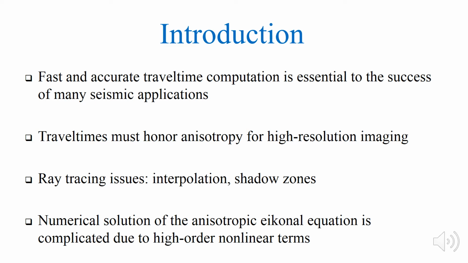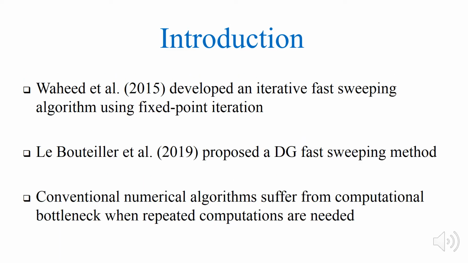However, the main challenge associated with numerical solution of the anisotropic eikonal equation is due to the high-order nonlinear terms that it contains compared to the isotropic case. During my PhD years, I was involved in the development of an iterative fast-sweeping algorithm based on fixed-point iteration to account for the effect of these problematic high-order terms. In that work, what we did was to take all the high-order terms on the right-hand side and account for their contribution in an iterative manner, where in the first iteration you ignore those terms and you slowly bring in the effect of those terms during the next iterations.